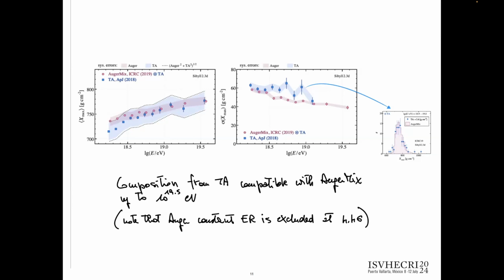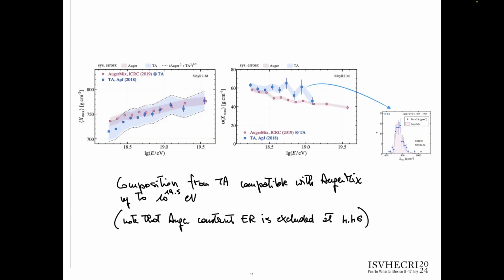So what we did together in another working group that we set up, Auger and TA together, we provided to Telescope Array our mix composition, the best fit of our composition, and they use it as an input to their calculations, and included their detector effects in there. And this is what you see here called the Auger mix.